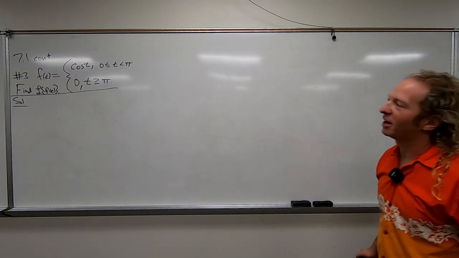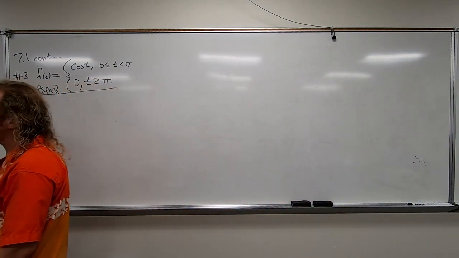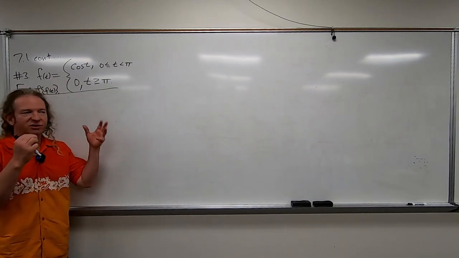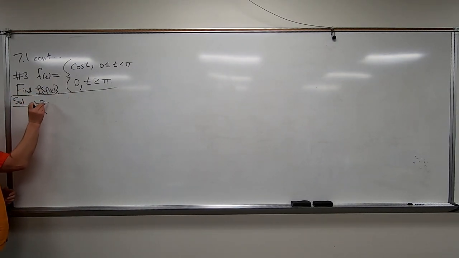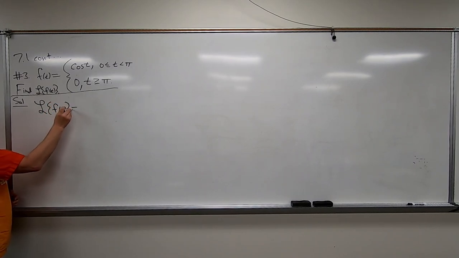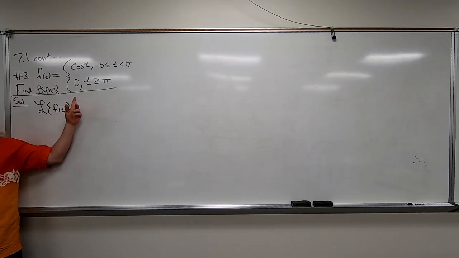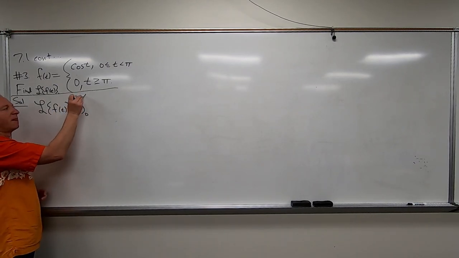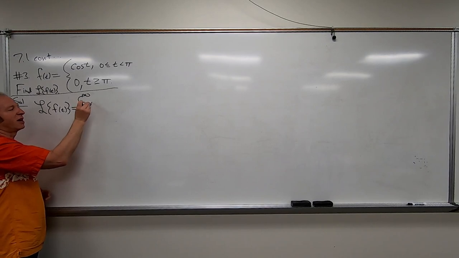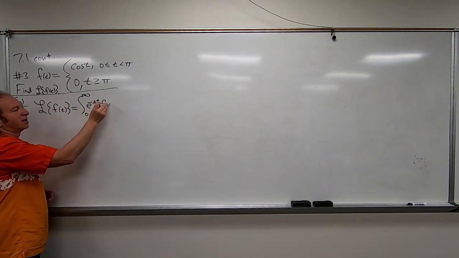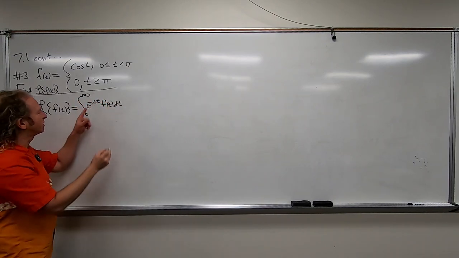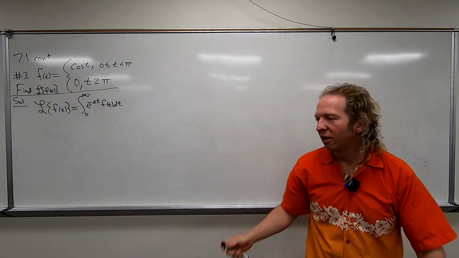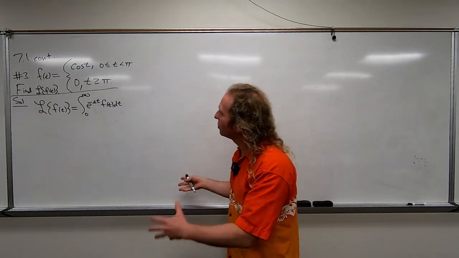Let's define Laplace. As before, we start by using the definition. So just take the Laplace of f of t, and this is equal to the improper integral from 0 to infinity of e to the negative st f of t. That's a cursive s. So that's the definition you use every time.